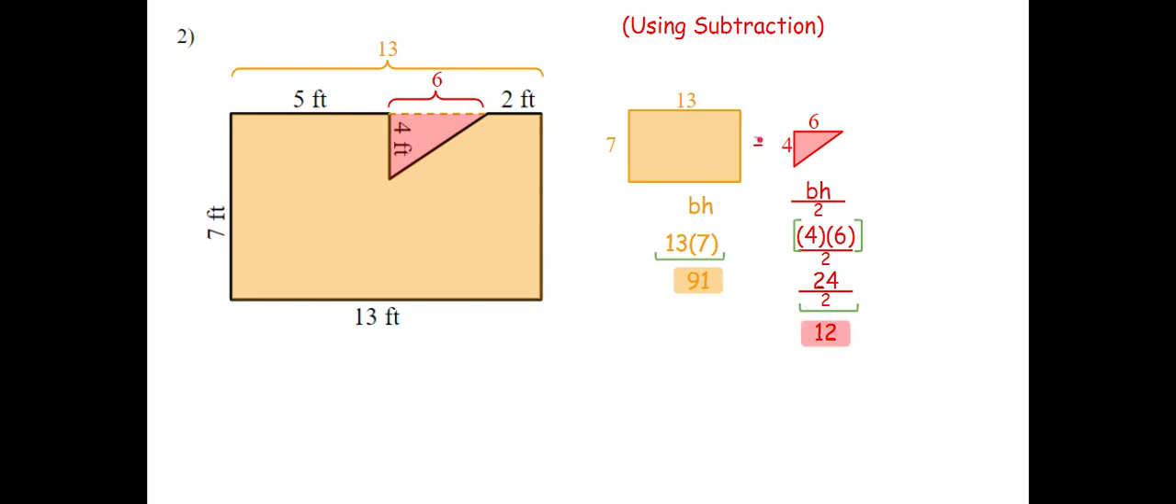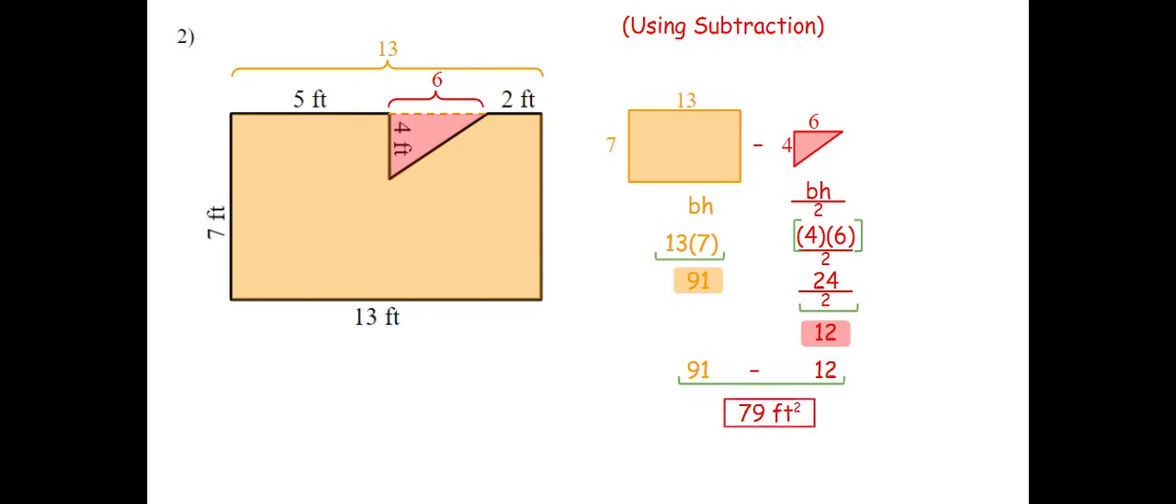Now, I'm not adding them, I'm subtracting it because this triangle isn't actually part of the shape. Okay, and I found the area of the whole rectangle, which included this part that isn't part of the actual shape. Okay, so I need to subtract this guy. So you go 91 minus 12, and you get an area of 79. And it's area, so it's feet squared.